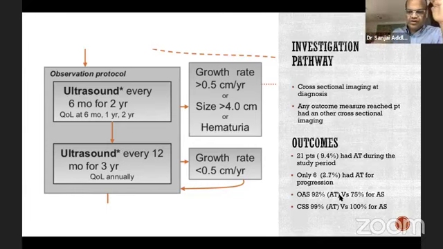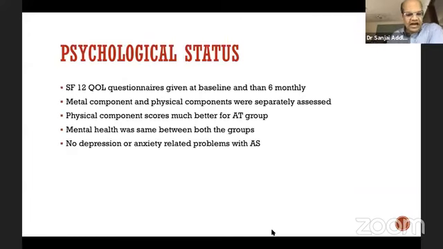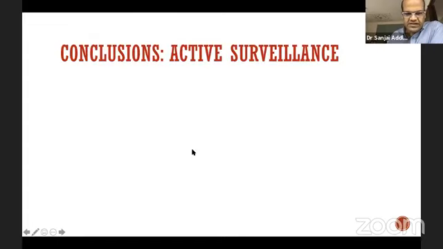because we know when we looked at the baseline cohorts, the patients who went down the line of active surveillance were elderly. When you look at cancer-specific survival, active treatment versus active surveillance, it's the same. Okay. Psychological status, again, they studied in the same study, there is no depression or anxiety-related problems with active surveillance.